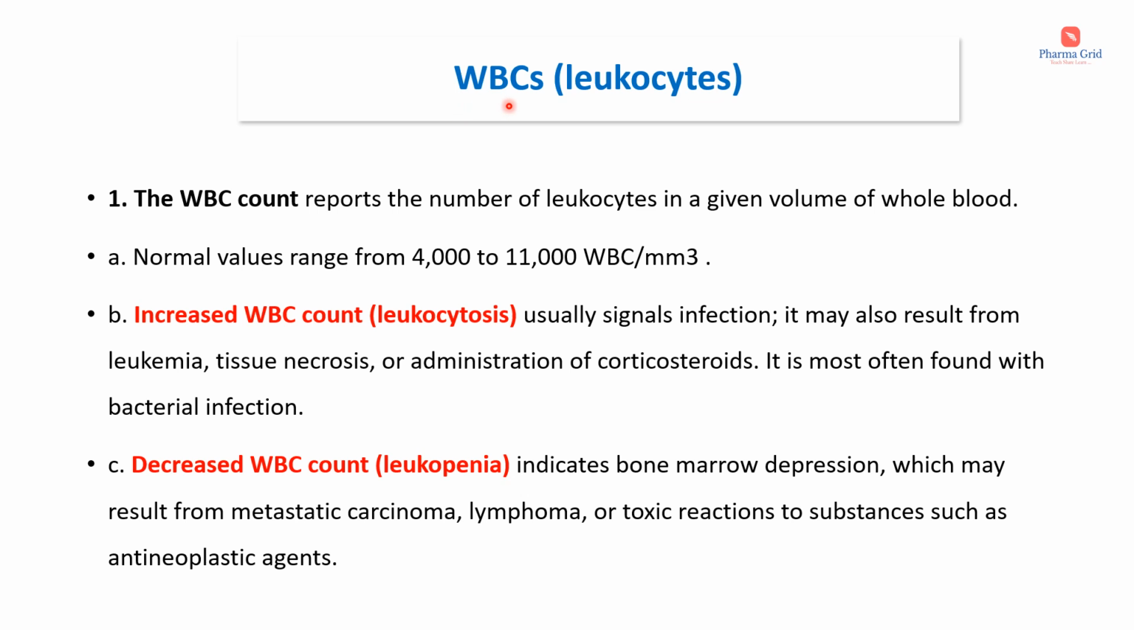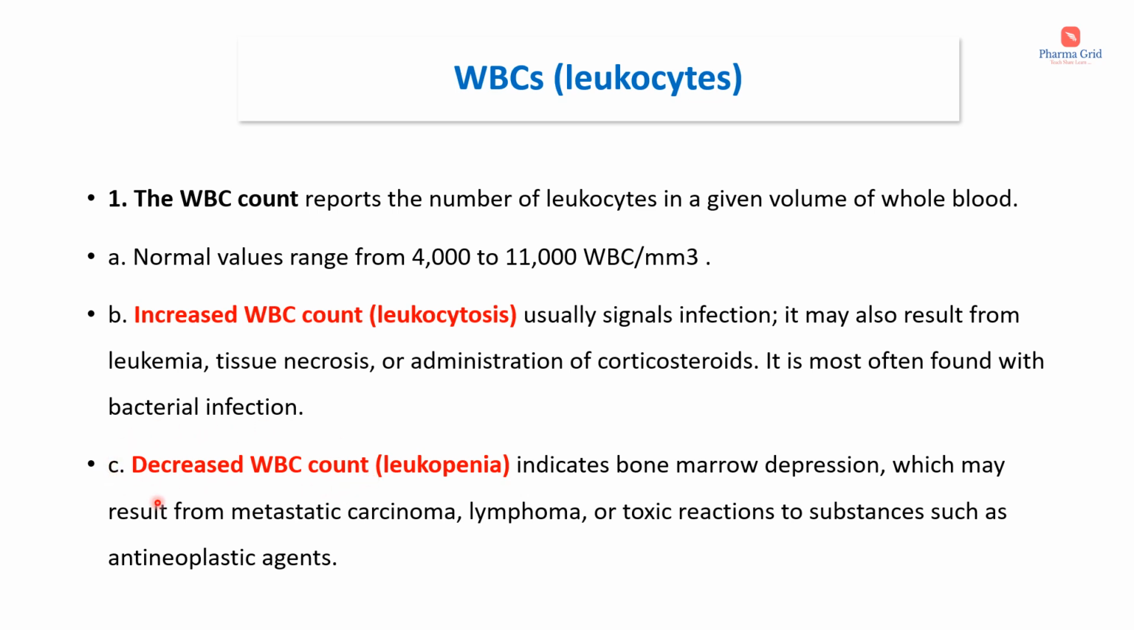Moving on to the next one, that is WBCs. They are also known as leukocytes. Among these, the first one is the WBC count. This test reports the number of leukocytes in a given volume of whole blood. Normal values range from 4,000 to 11,000 white blood cells per cubic millimeter. Increased white blood cell count, which is known as leukocytosis, usually signals infection. It may also result from leukemia, tissue necrosis, or administration of corticosteroids. It is most often found with bacterial infection.